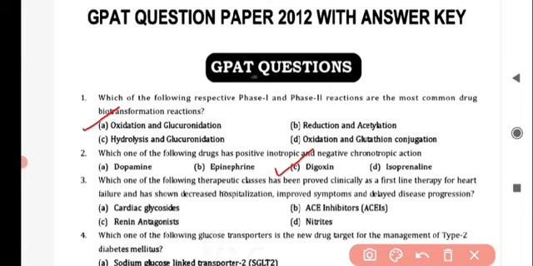Question is, which one of the following therapeutic classes has been proved clinically as a first-line therapy for heart failure and has shown decreased hospitalization, improved symptoms, and delayed disease progression? And the correct answer is option B, that is ACE inhibitors.